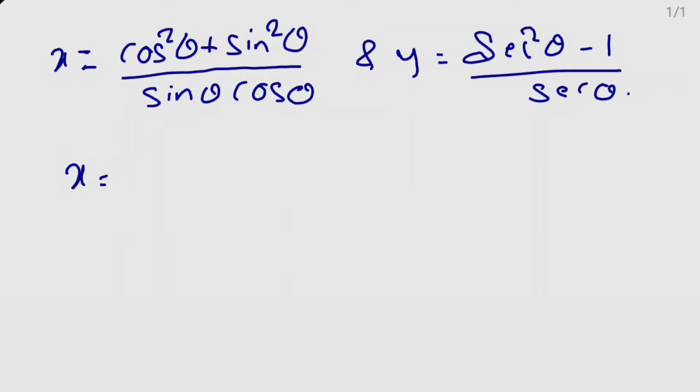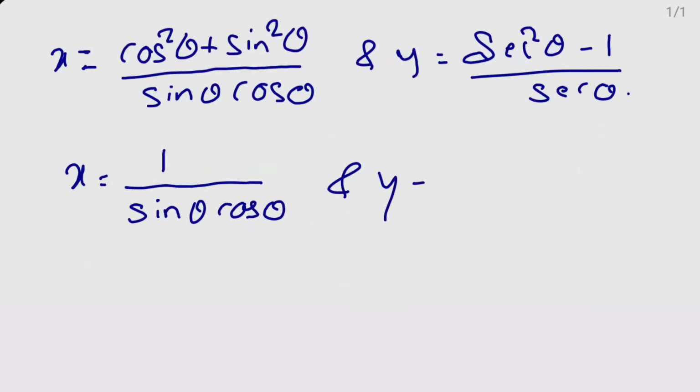x equal to cos square theta plus sin square theta is a 1 by using identity, and this divided by sin theta cos theta as it is, and y equal to sec square theta minus 1, we can write tan square theta using the identity 1 plus tan square theta equal to sec square theta, and divided by sec theta as it is.